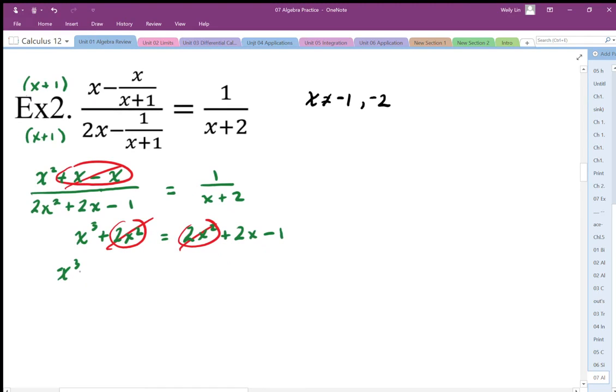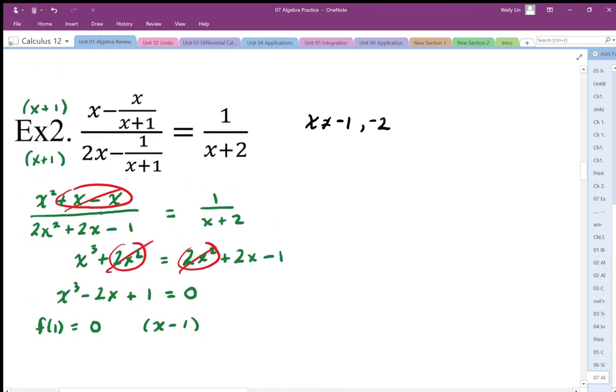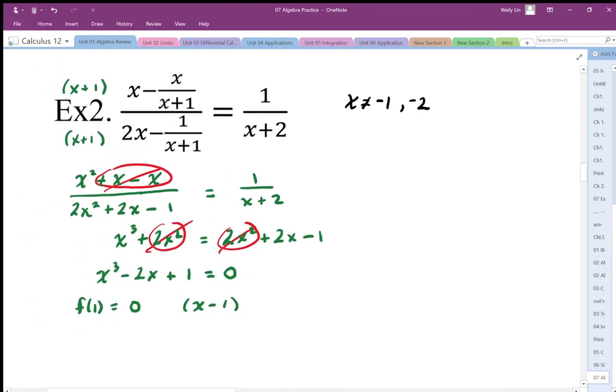x cubed minus 2x plus 1 is equal to 0. Then we're going to have to solve this by guessing the first solution and then breaking it down. We can see here that x equals 1 looks like a pretty simple solution. So if I do f of 1, it equals 0. Therefore, we know we have x minus 1 as one of our factors, and it's actually one of our solutions. And just checking, that doesn't contradict our restrictions.